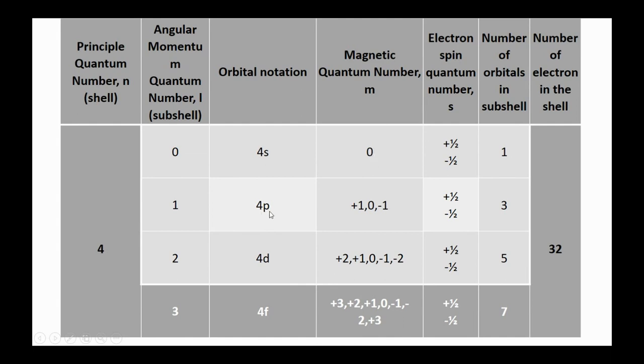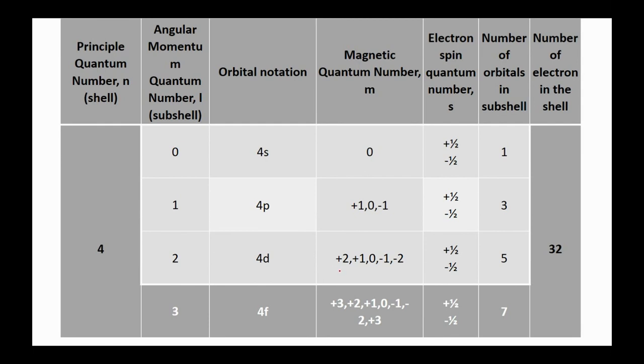Now let's go to 4p. So when L equals to 1, the value of M is positive 1, 0 and negative 1. So ada 3 nilai kat sini menunjukkan ada 3 orientation for p orbital. So we have 4px, 4py and 4pz. Okay, let's go to D orbital when L equals to 2. So the value of M is positive 2 up until negative 2. So there are 5 values here showing that there are 5 orientation for 4d orbitals.